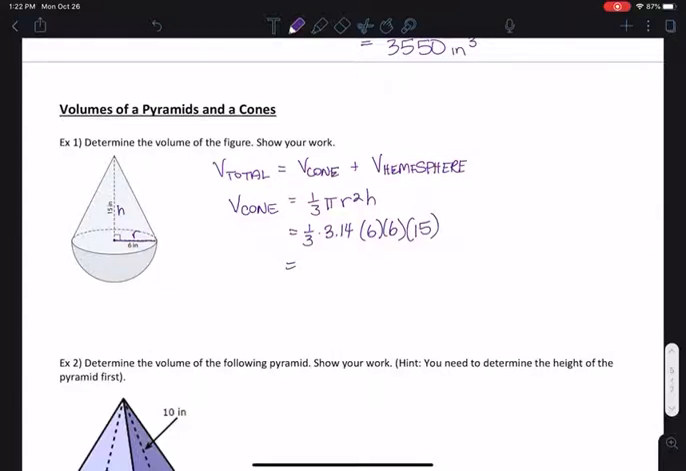So 1 divided by 3 times 3.14 times 6 times 6 times 15. We get 565.2.